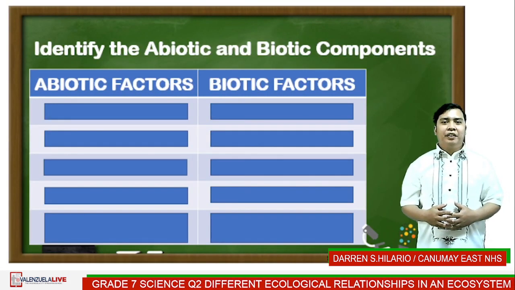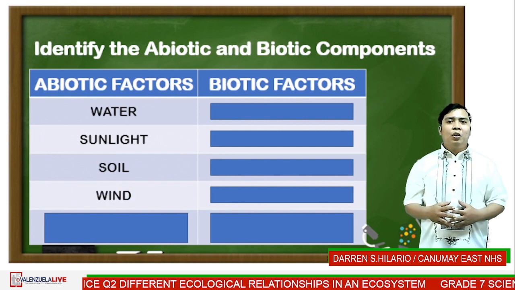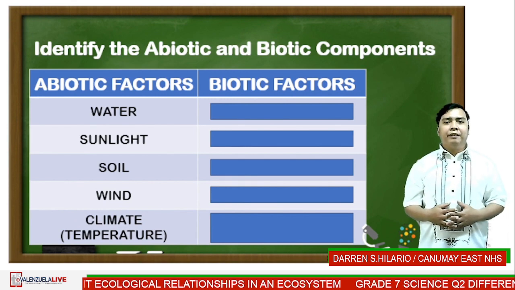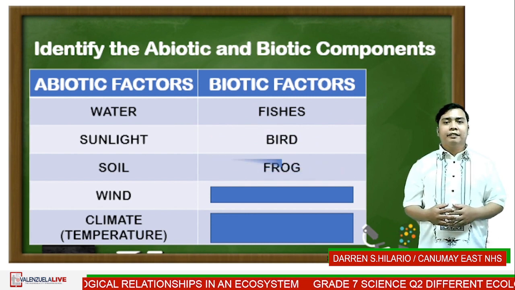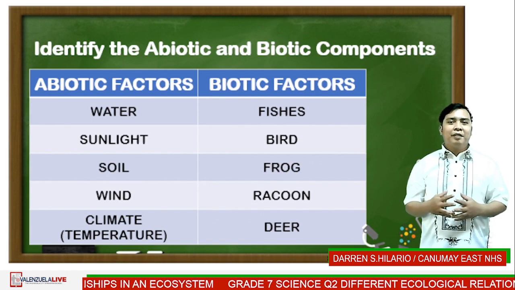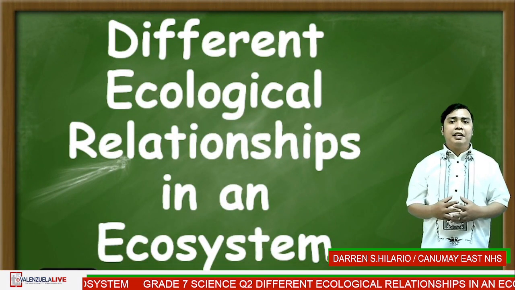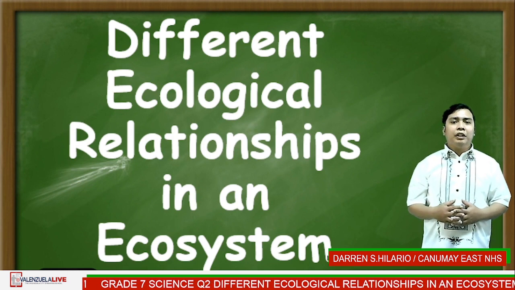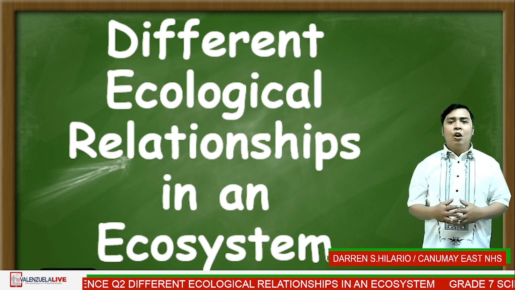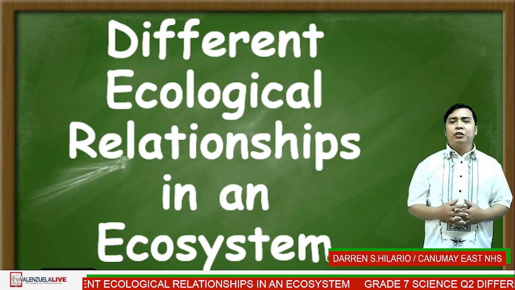Let's reveal the answers. For abiotic factors, we have water, sunlight, soil, wind, and climate or temperature. While for the biotic factors, we have fishes, bird, frog, raccoon, and deer. Awesome, grade 7 learners! As you noticed, we can observe many abiotic and biotic components in our environment. The biotic and abiotic components in the ecosystem influence and affect each other, especially in the interactions or relationships that happen between them. With that, I know that you are all ready to pay attention to our new lesson.